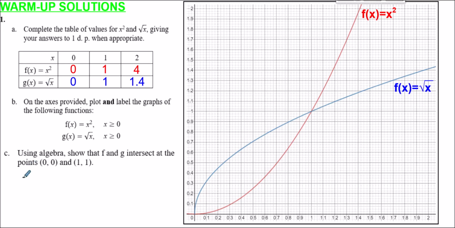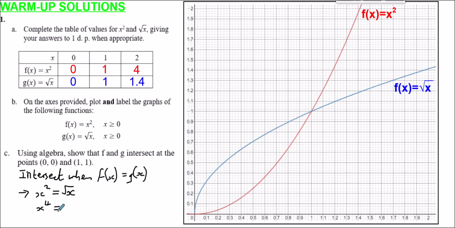So they'll intersect when f of x is equal to g of x, quite obviously. So I'm just going to write that down. They'll intersect when f of x is the same as g of x. So in other words, they'll intersect when x squared is the same as root x. So we need to set x squared equal to root x. What we can do now is you can square both sides of this equation. So square x squared, that becomes x to the power 4. And if we square the square root of x, that'll just give us x.